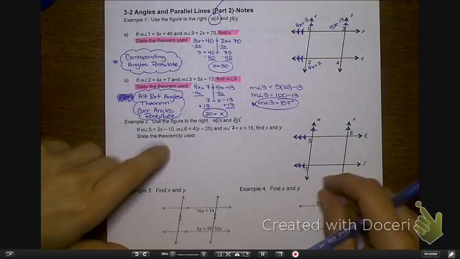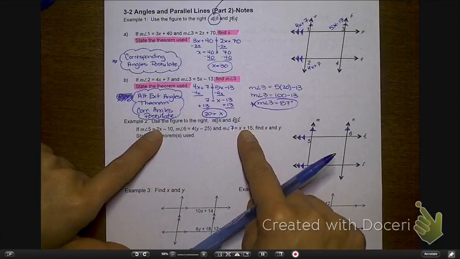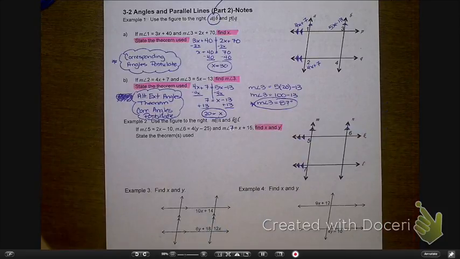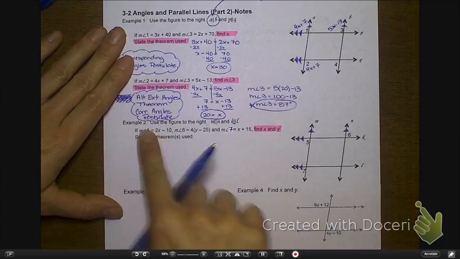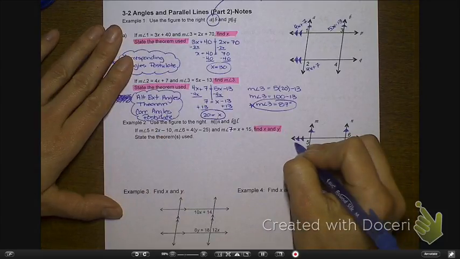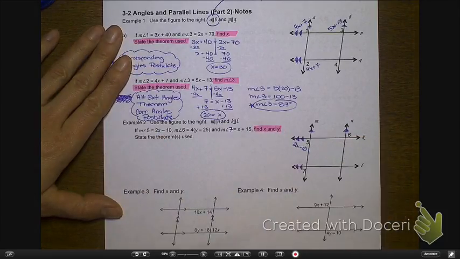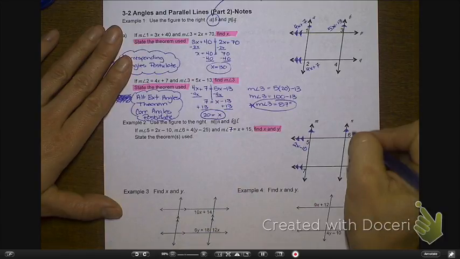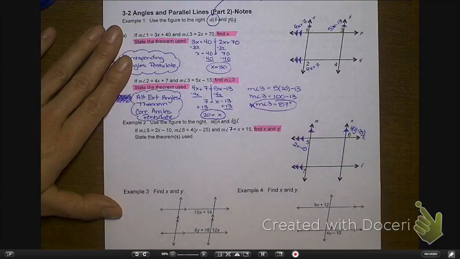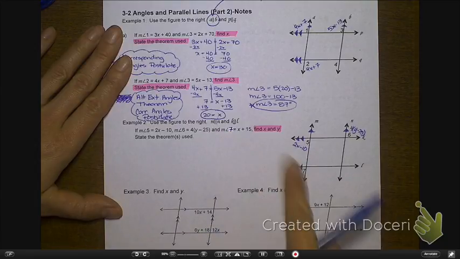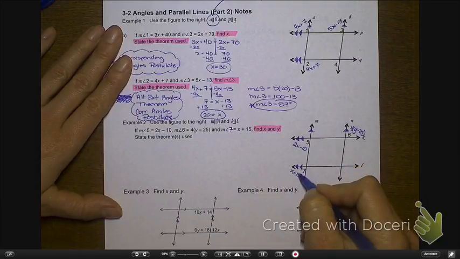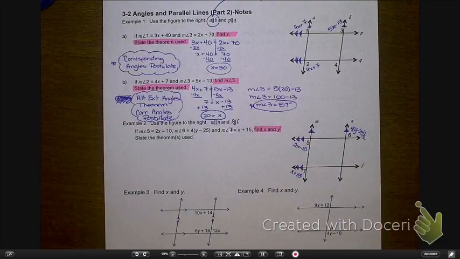Okay, so let's go ahead and label these 3 angles they give me. And then my goal here is to find x and y. So let's label these onto the diagram. Angle 5 is right here, so let's call that 2x minus 10. Angle 6 is up here. Let's call that 4 times y minus 25. And then angle 7 is down here. That is x plus 15.